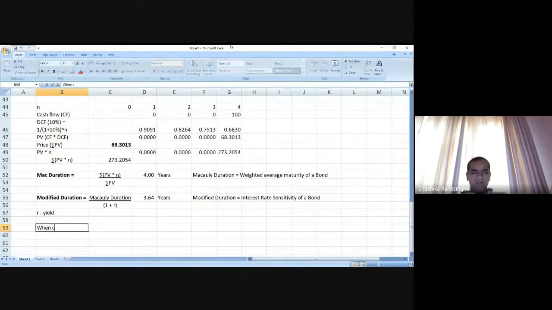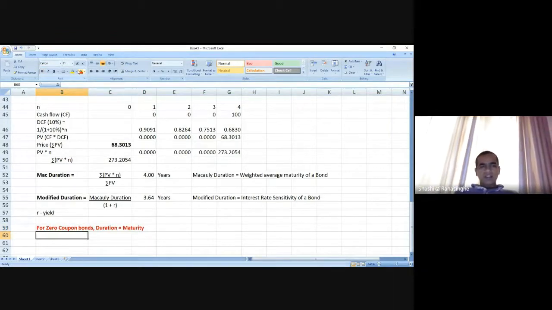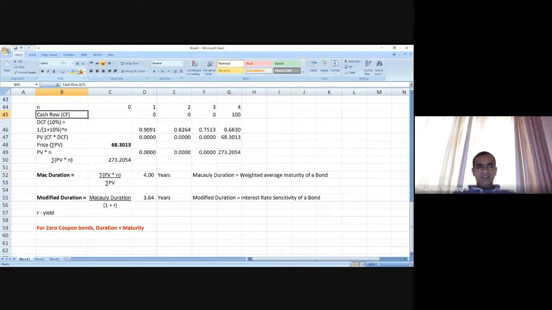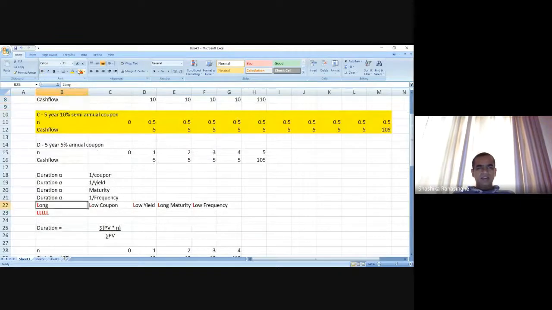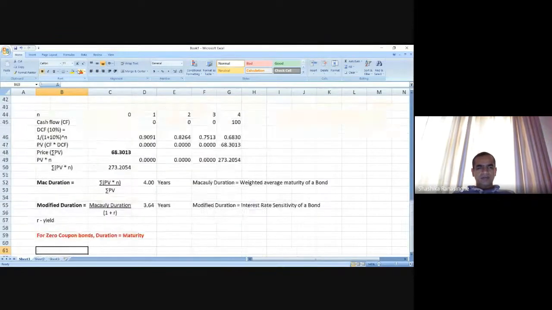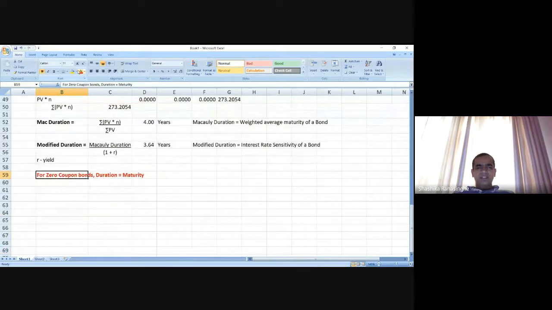When it is a 0 coupon bond, duration equals maturity. Right. Very, very important concept. Only for 0 coupon bonds. Something you should remember. By the way, the else that we learned earlier, you should also remember. This one also you should remember. Then it makes life easier.